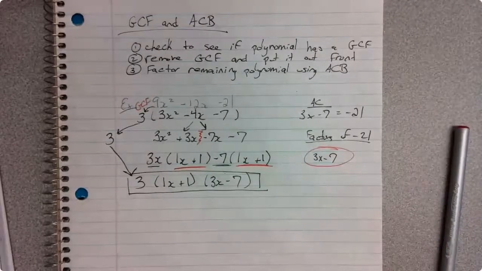Okay, so always make sure that you're double checking for that greatest common factor before you do the rest of your ACB method. And just plop it off to the side, put it back in later if you need to.